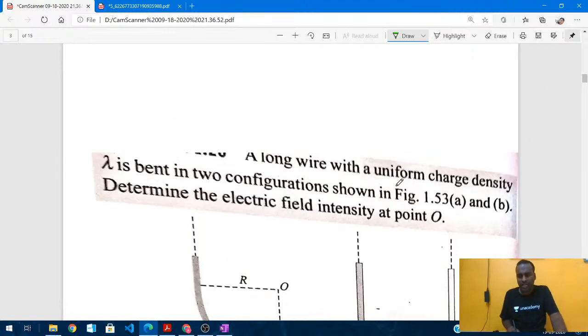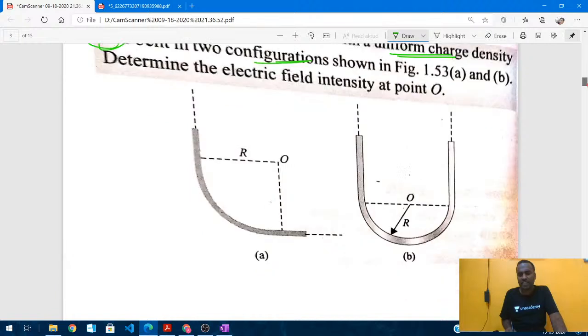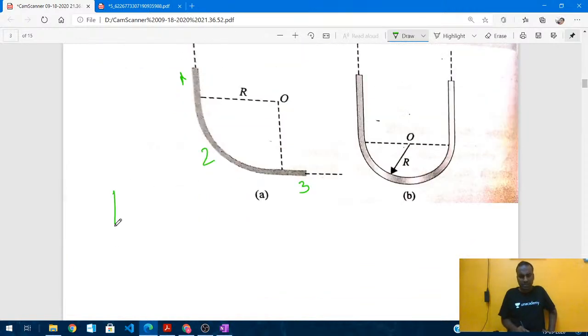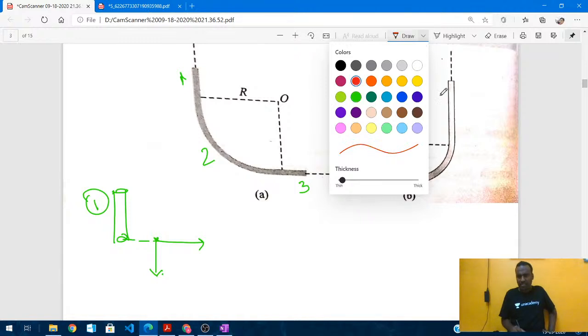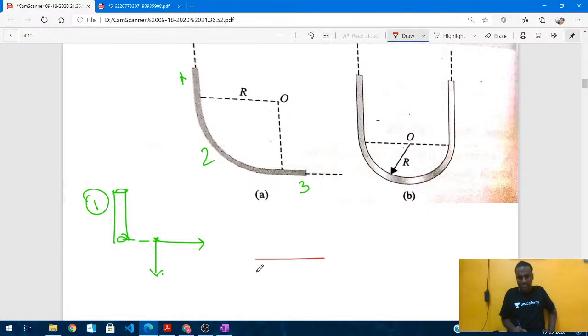A long wire with uniform linear charge density lambda is bent into two configurations as shown. Find the electric field intensity at point O. Students, whenever you're solving this kind of problem, please choose segments. This is one segment, second segment, and then third segment. For the first segment, as I told you, the electric field due to this semi-infinite wire is parallelly away, perpendicularly away. Similarly, the second segment.